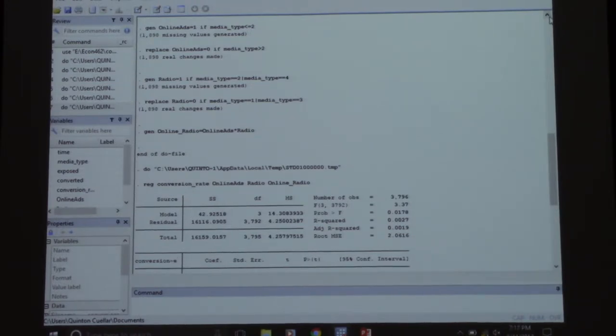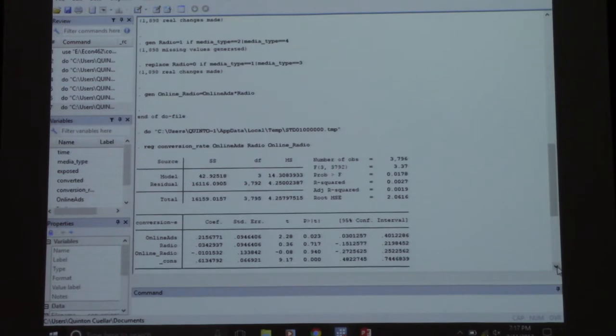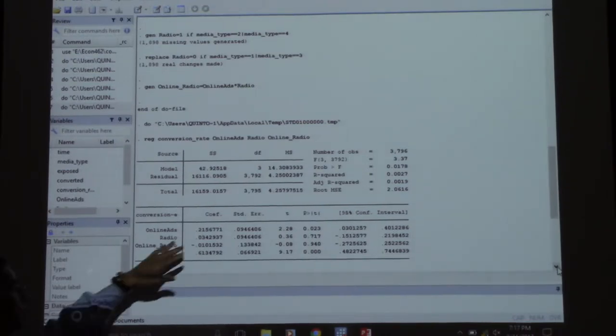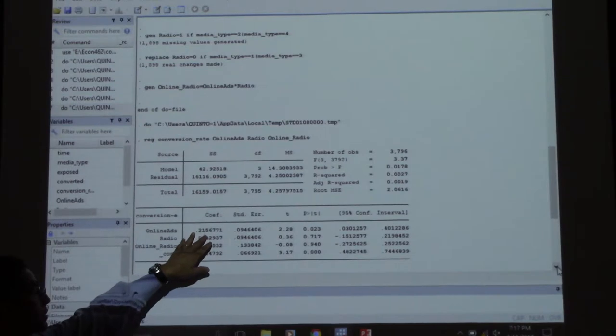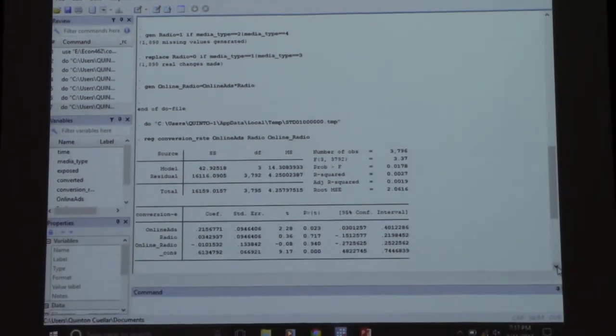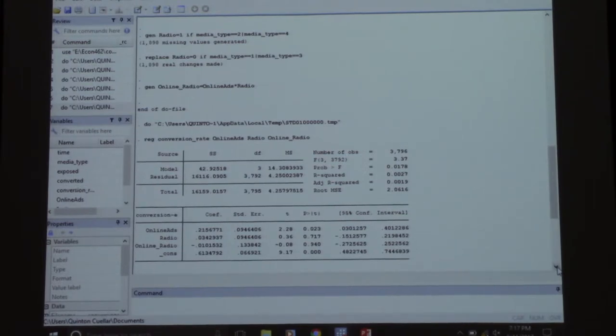So if that's true, if online includes both those exposed to the radio and not exposed to the radio, how does the coefficient of online ads include only those exposed to the online ads but not the radio ads? Which question didn't make much sense? The variable online. Yeah.